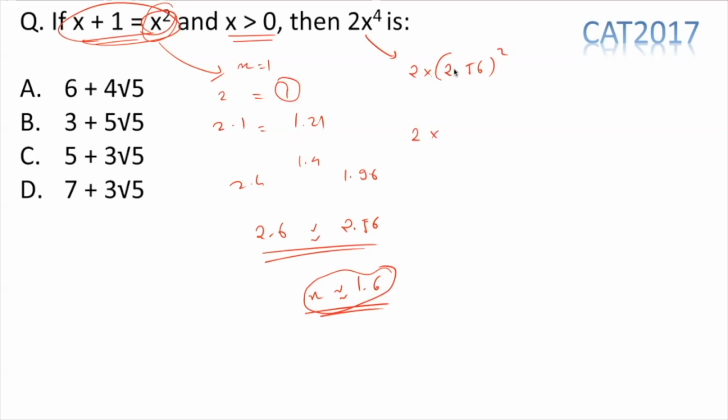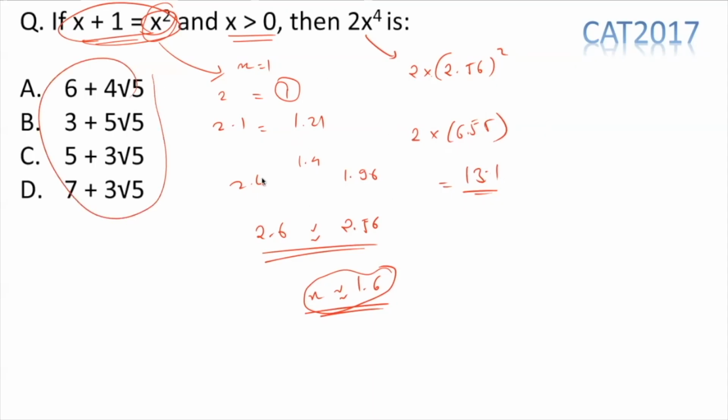So this will be 2 into 2.56 the whole square. And this will be 6.55 approximately. Okay, and twice of that will simply be equal to 13.1. Now we simply check which of these options is approximately equal to 13.1.